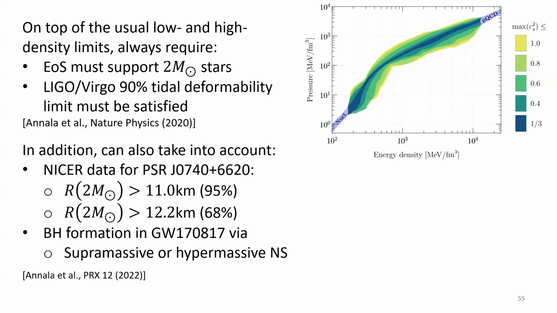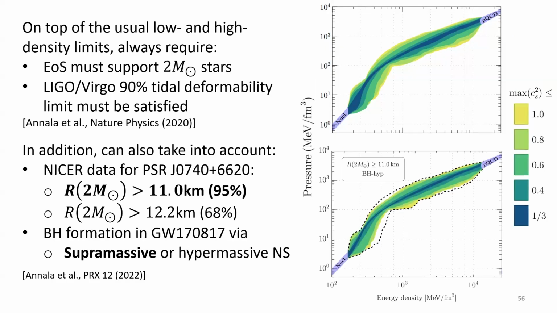Okay, so what happens if we take this kind of additional information into account? If we want to be super conservative, we only use this 11.0 kilometer lower bound for the radius of a 2 solar mass neutron star, and we employ the supramassive scenario. And then what comes out is here, the dashed line corresponds to this initial band, and what you can now see is that we are able to rule out some parts of previously allowed equations of state in here, and some other parts down here.